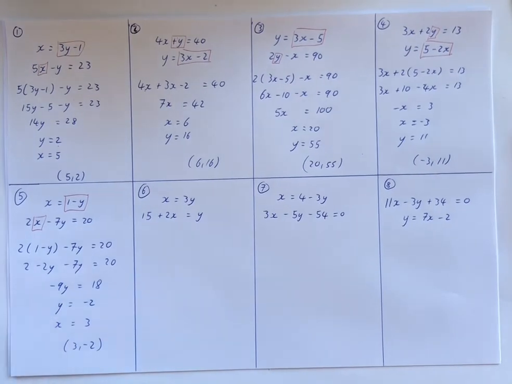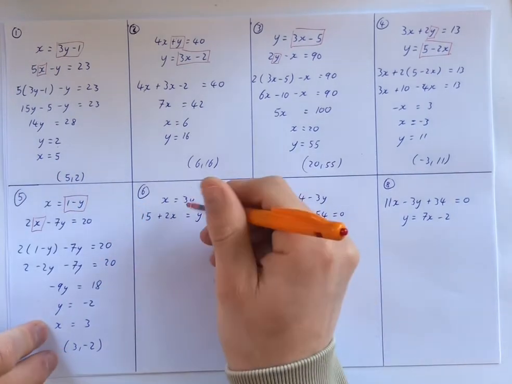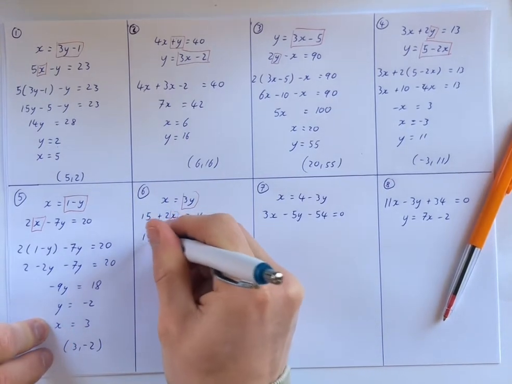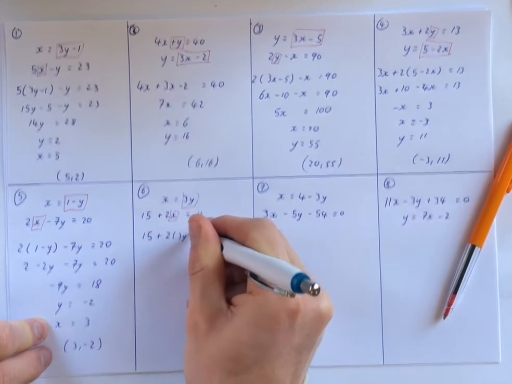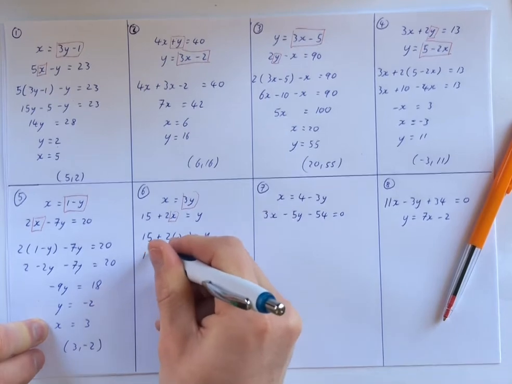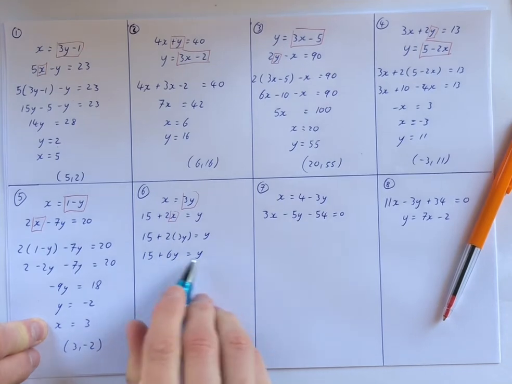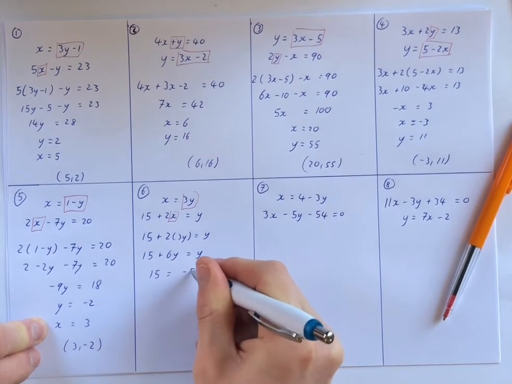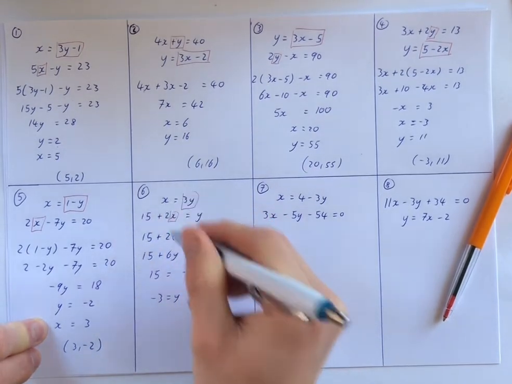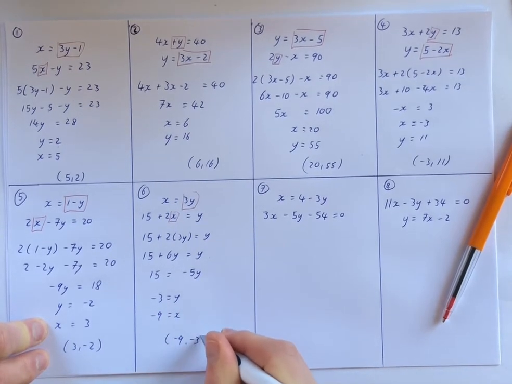Some people get a little bit confused on questions like 6, but x is just 3y. So we're just going to replace that x with 3y. 15 plus 2 times 3y is y. Just showing you that we've replaced the x with 3y. So 15 plus 6y is equal to y. Let's subtract 6y off both sides, and let's divide by negative 5. Y is negative 3, which means x is negative 9. Negative 9, negative 3.